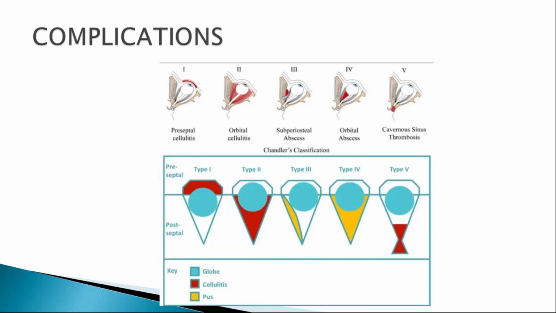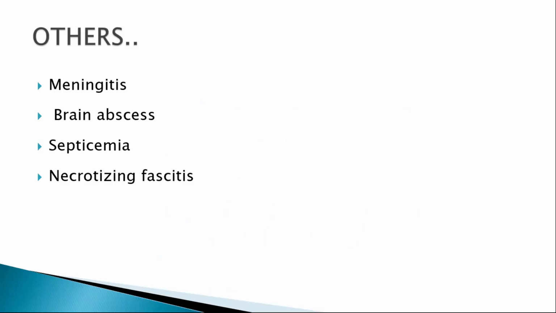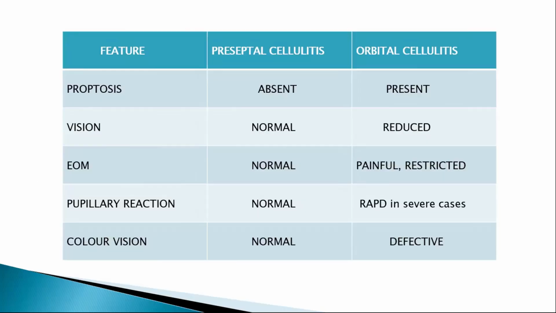Extension could be orbital cellulitis, subperiosteal abscess, orbital abscess, or cavernous sinus thrombosis. This is the Chandler classification. The other rare complications are meningitis, brain abscess, septicemia, and necrotizing fasciitis. Necrotizing fasciitis in itself is a separate entity. It is also most commonly caused by trauma, but the organism has a different pathogenesis where there is an angiothrombotic effect and collagenases act, so there is gaseous presence. If you take a CT, you would see air pockets. It is very severe and could be life-threatening, and it needs extensive treatment.